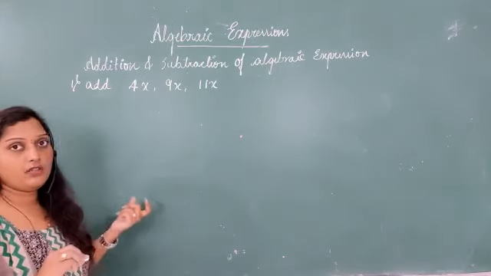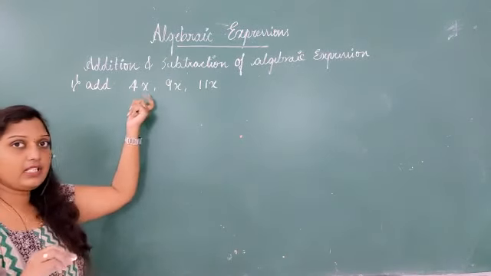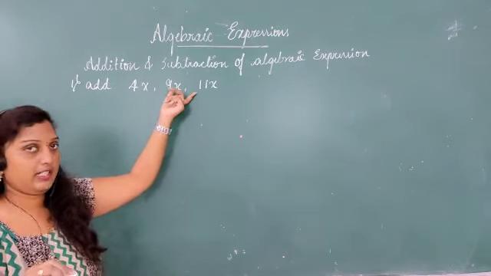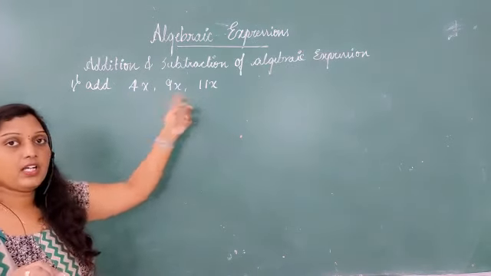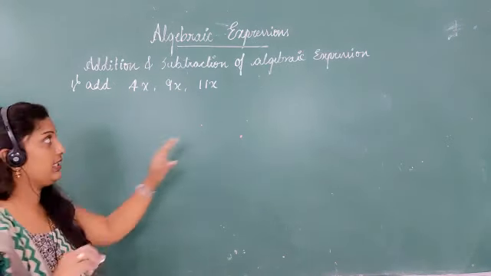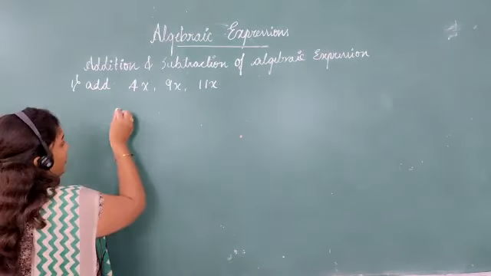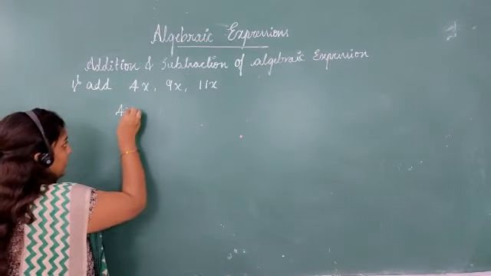So in addition, first you have to see whether they are like terms or unlike terms. If they are like terms, write the variable as it is. These 3 are like terms, so I will write the variables as it is.